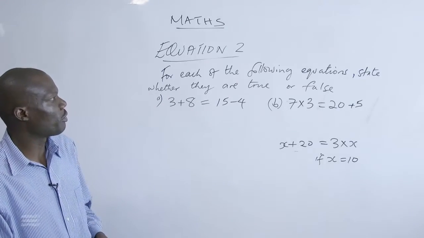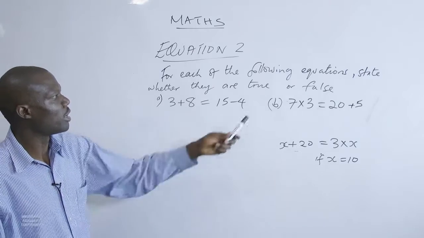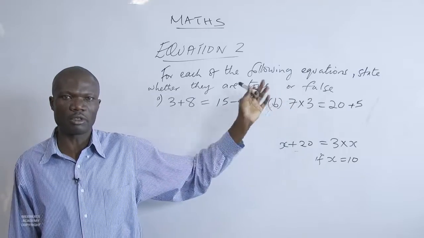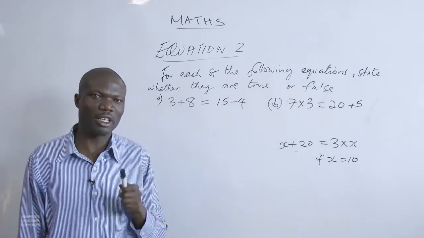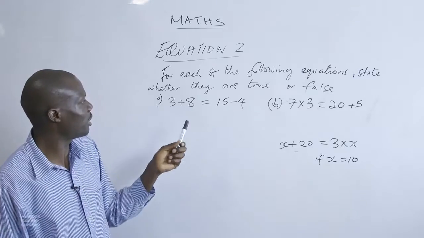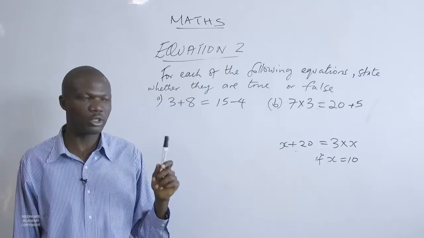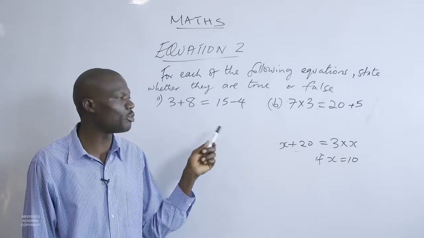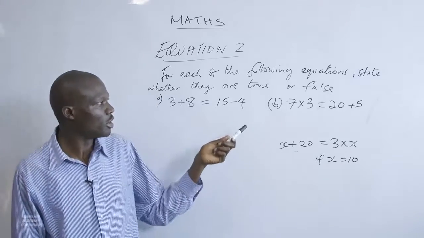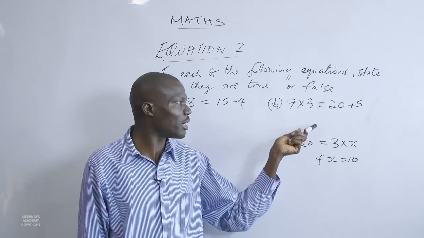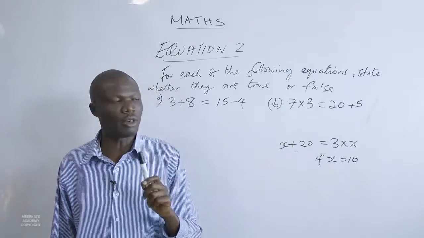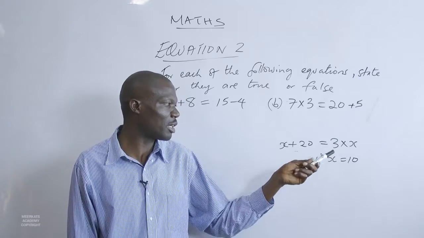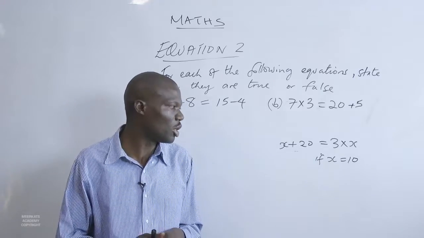For each of the following equations, state whether they are true or false. If they are true, we shall say they are true. If it's false, we write false. First one is 3 plus 8 is equals to 15 minus 4. Second one, 7 times 3 is equals to 20 plus 5. And lastly, x plus 20 is equals to 3 times x, given that x is equals to 10.